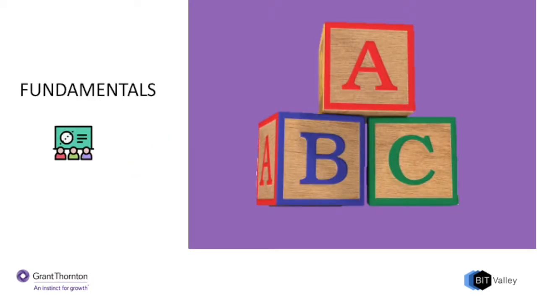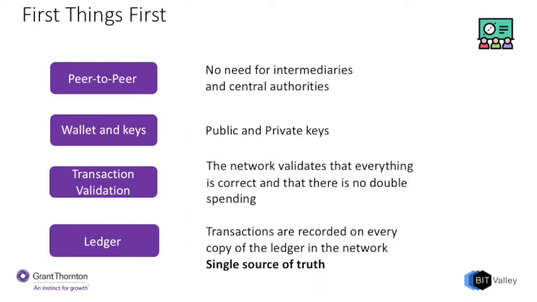Blockchain fundamentals. First of all, you need to understand that blockchain is a new, disrupting technology for recording transactions and tracking assets in a business network. First things first, here are some key words that you must understand about blockchain. Peer-to-peer is a network in which interconnected nodes, or peers, share and exchange information without the need of a central authority. Thus, there will be no need for intermediaries or authorities that take decisions over the other peers in the network.